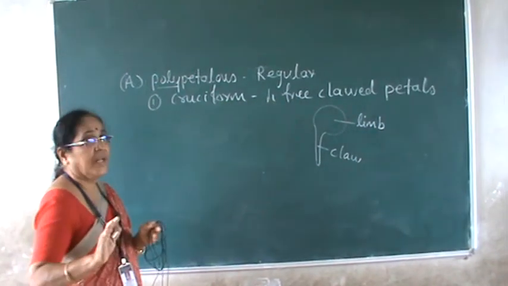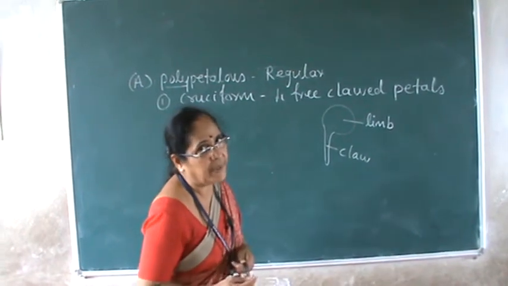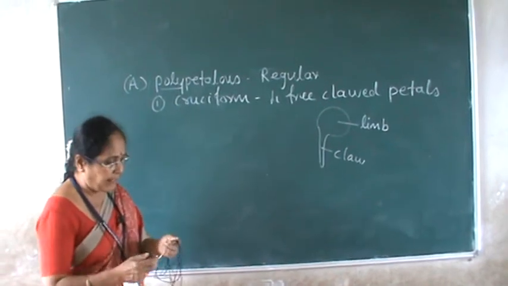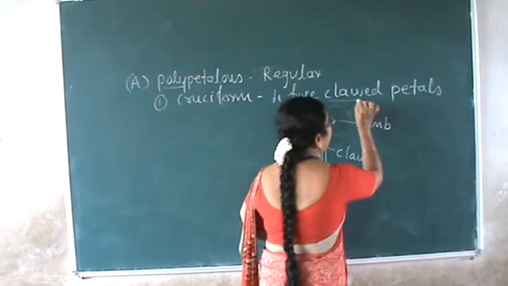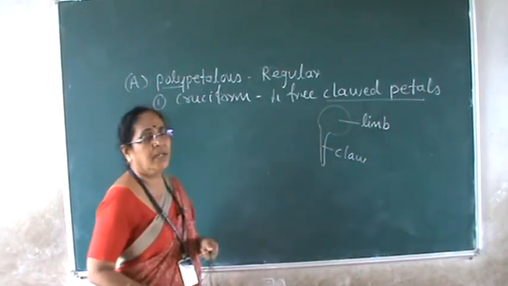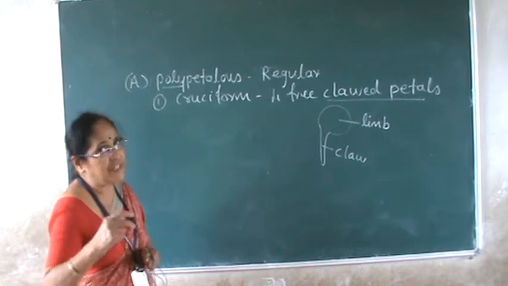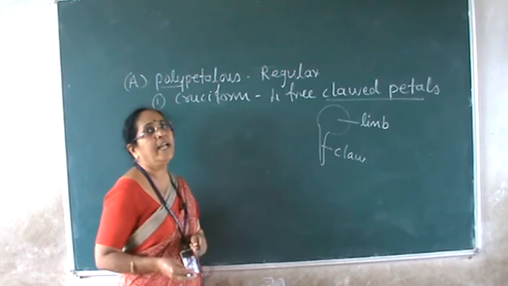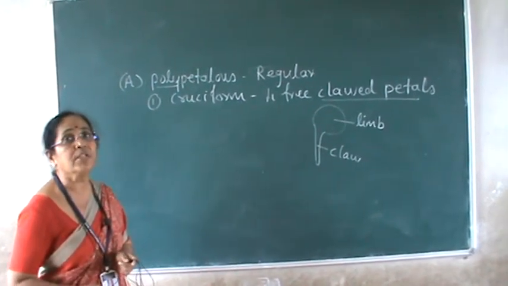And it is not a general feature. In all flowers you cannot make it out; it may or may not be present. So if the claw is present or very distinct in a flower, the petal is to be described as a clawed petal. The petal with a claw is called a clawed petal. Very specifically, the cruciform shape of the corolla is made up of 4 free clawed petals which are diagonally placed like the arms of a cross.